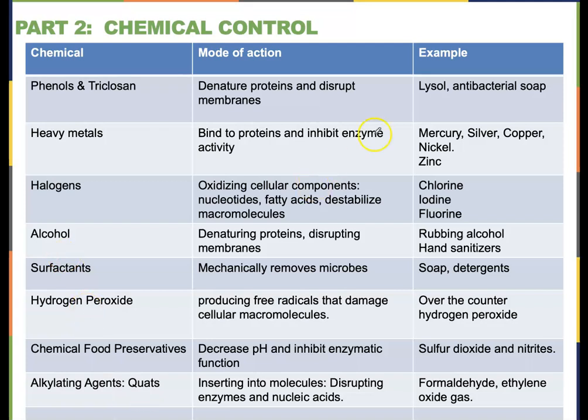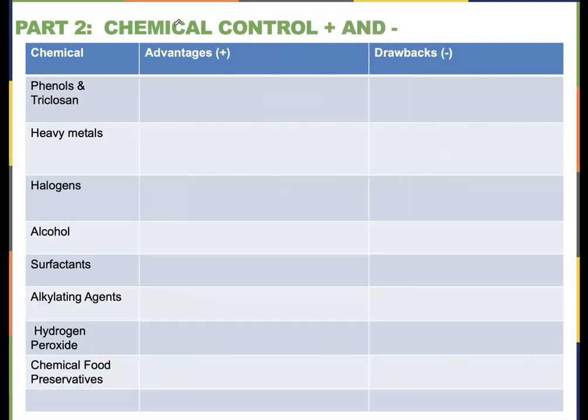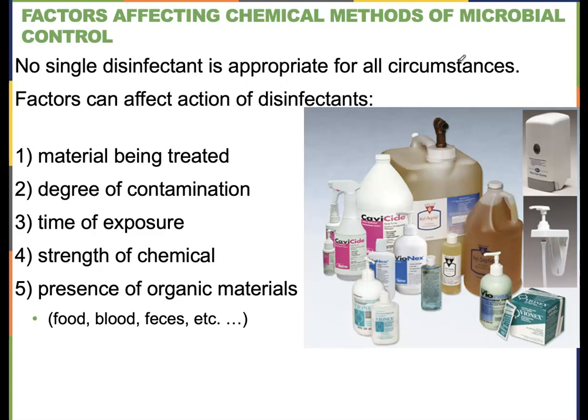And I've already made this little table for you. We're going to talk about phenols and triclosan and their mode of action and then examples. So that's pretty much your snapshot study guide, which you can move through later. And then this one I wanted you to just fill out yourself, right? So when you look at the different chemical agents, what are some advantages and disadvantages of them? So read the book. I did have some slides with the advantages and disadvantages, but you definitely want to take a look at the book as well.